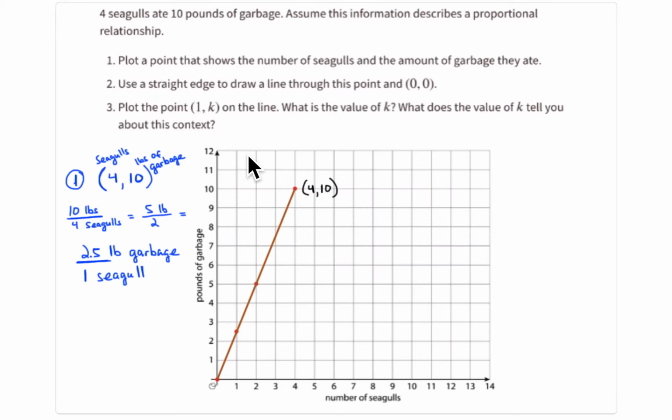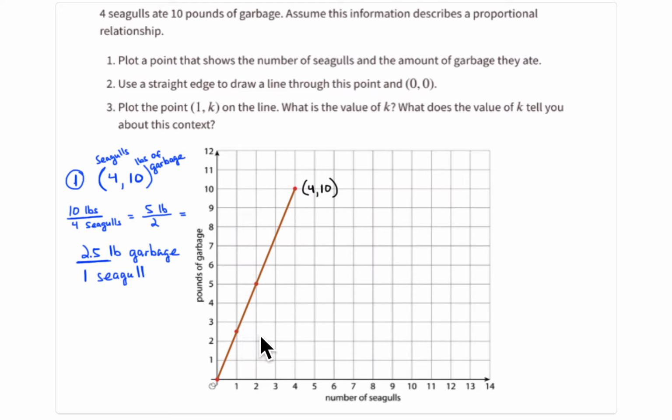Well, you get that number from looking at the pounds of garbage for 4 seagulls. And so if 4 seagulls eat 10 pounds of garbage, then that means that 2 seagulls will eat 5 pounds of garbage, and that means that 1 seagull will eat 2.5 pounds of garbage. And you can see that in the graph. You go to 1 seagull, and you go up to 2.5 pounds of garbage.